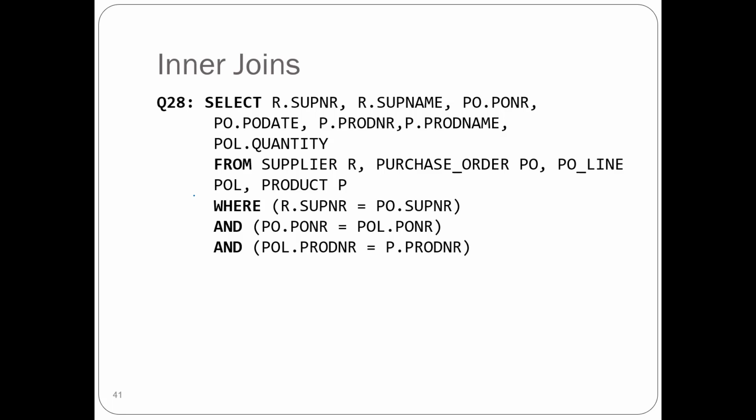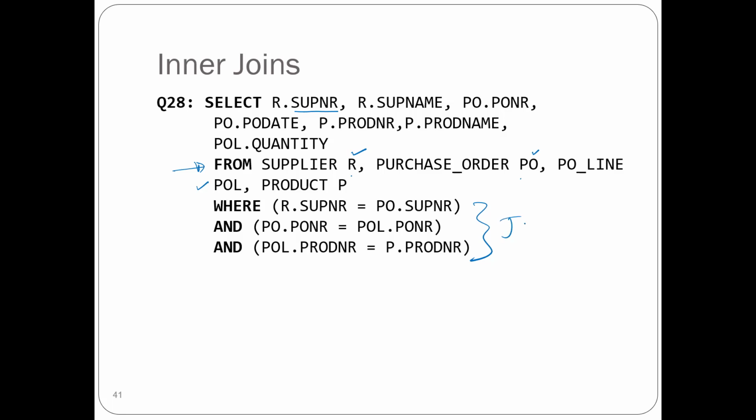So now this is probably going to be one of the toughest queries. Let's see what we have here. Let's start decoding it from here. From supplier R, that's one table. Purchase order PO is the name given to purchase order. PO line is given the name POL, and product is given the name P. So in fact we have 1, 2, 3 and 4. There are 4 tables, right? Our query is complex because we are getting the data from 4 tables, and we will have 3 joins.